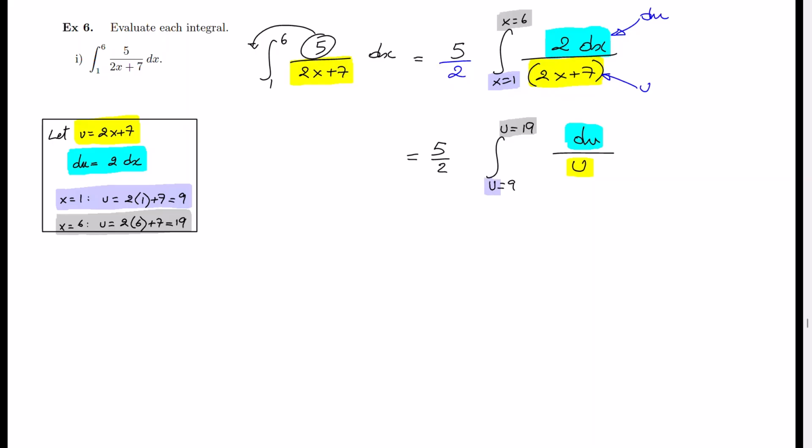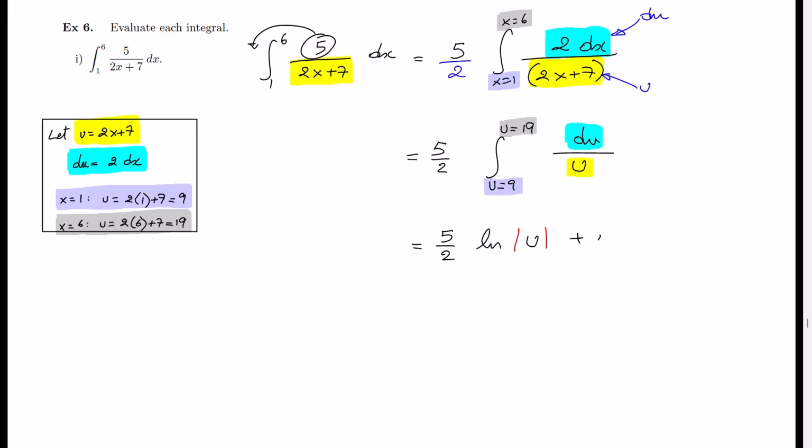Even on the bounds, we've changed the bounds from x to u. So the question is, how do I integrate the du over u? And you can refer to the very first page on this section, and you will remember that the antiderivative for du over u is ln of absolute value of u. So I need to put absolute values around my u.